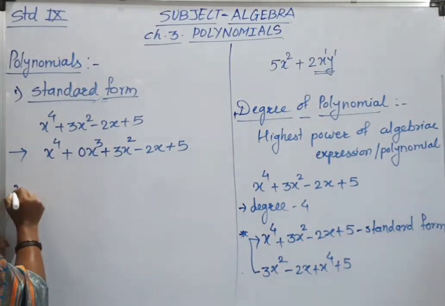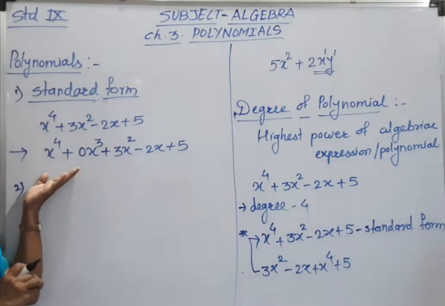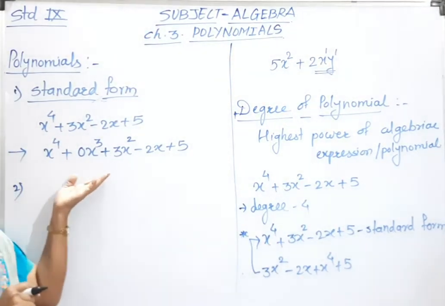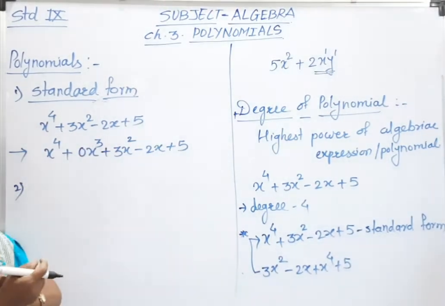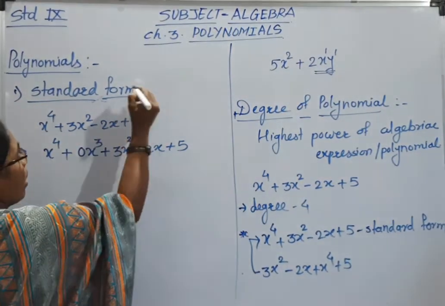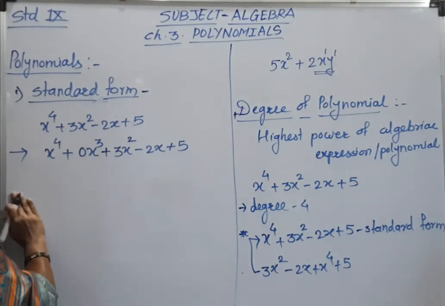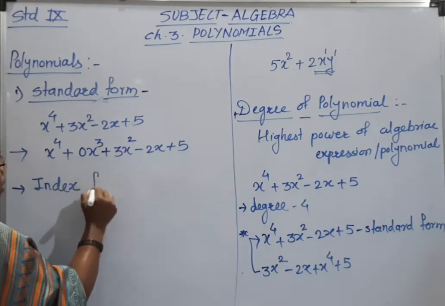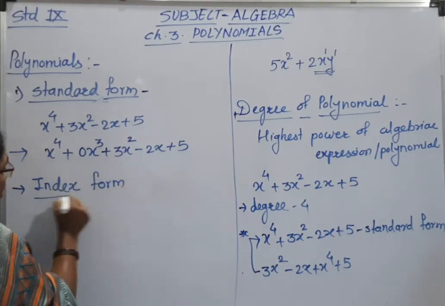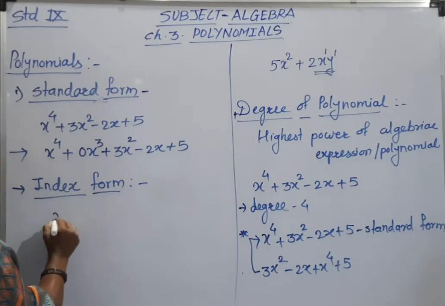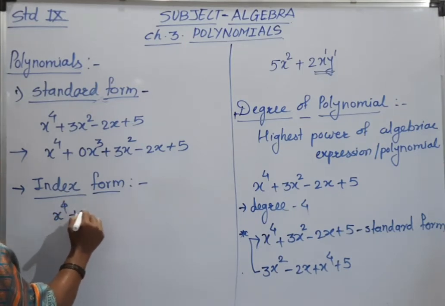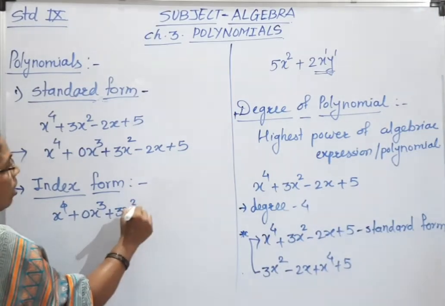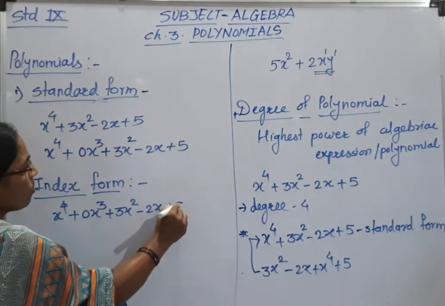This polynomial is also already in the index form. When we write any term using index, now 4, 3, 2, these are the indices. So this is the standard form and also the index form. So we can write in index form also: x raised to 4 plus 0x cube plus 3x square minus 2x plus 5.